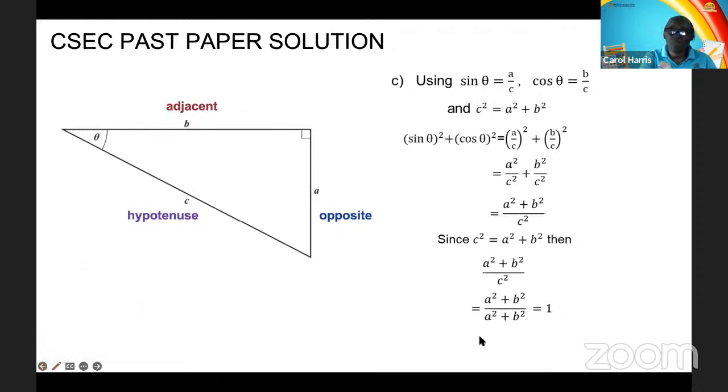And hold on, miss. Where did so much A, B, and C come from? Because c squared, I think, yeah. So you see that since c squared is a squared plus b squared, which is what we found out from Pythagoras' theorem.